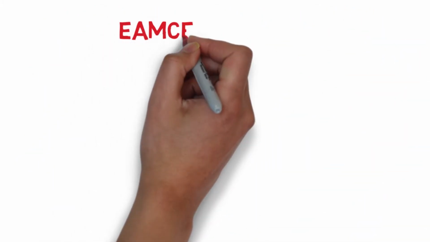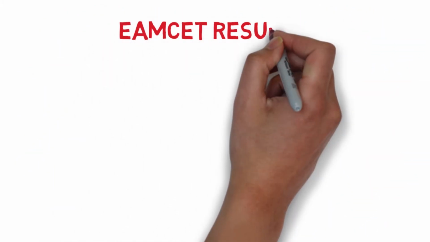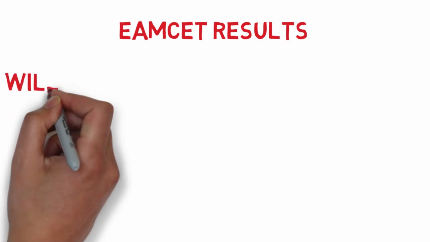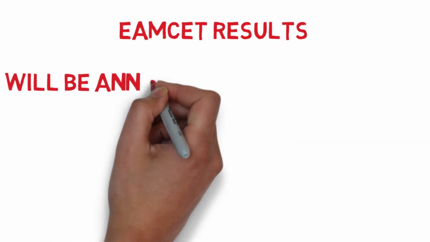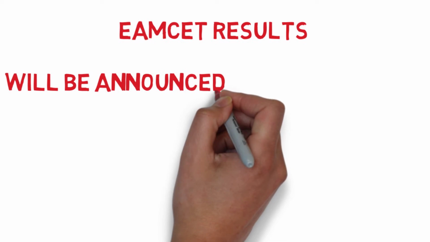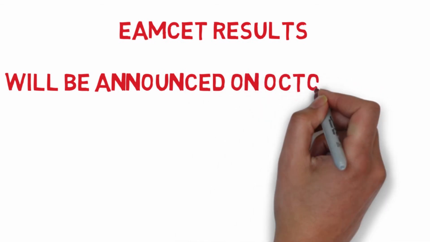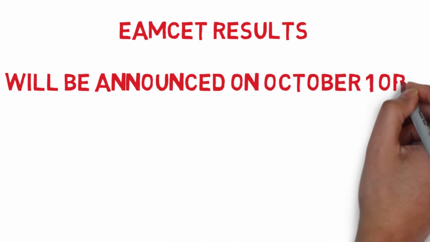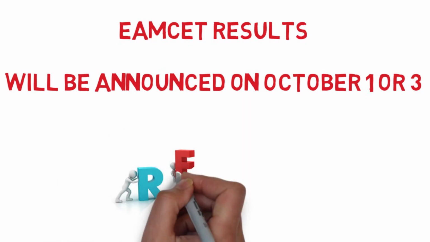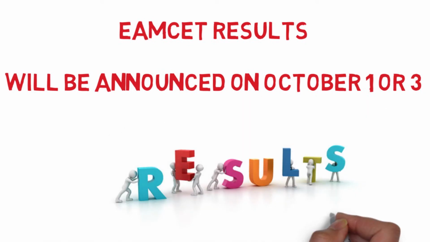As you are all done with your EAMCET exams, all students are eagerly waiting to get the results. When will the result arrive? As published by JNTU, the result will be announced on 1st October or 3rd October.